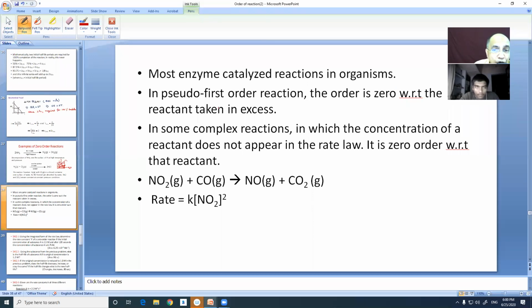And a pseudo first order reaction has a zero order with respect to the other reactant which is taken in large excess. Even if it is a second order reaction, if one of them is taken in large excess, then the order with respect to that reactant can also be zero. In many complex reactions, we shall derive the rate law, and in that rate law, there will be no concentration term. One concentration term will vanish here.